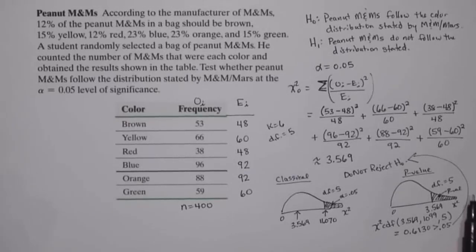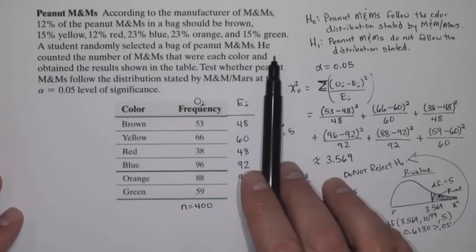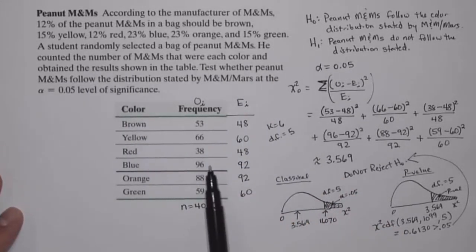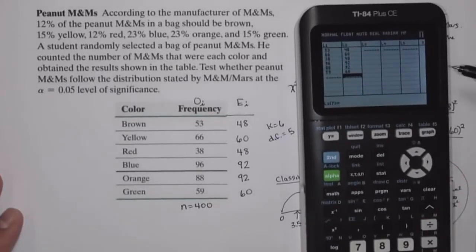So in this video, I want to revisit our peanut M&M problem where we have the distribution of colors, and I want to show you how we can use technology to do this goodness of fit test. So if I bring in my calculator, the first thing I need to do is enter the observed frequencies and the expected frequencies into two lists.